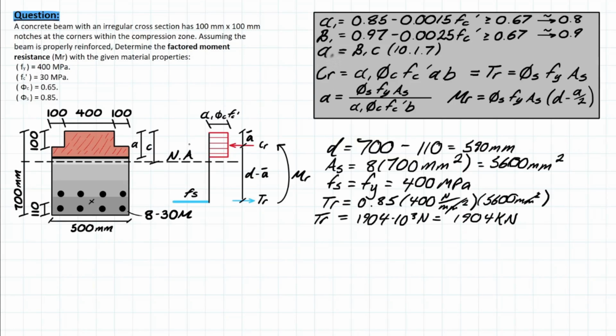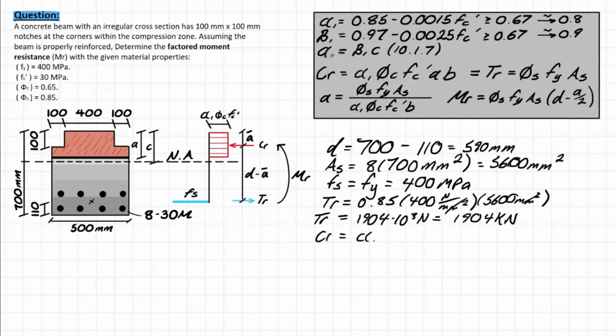Now let's look at Cr, which is an important formula for this problem specifically, because we know that this compressive resistance is representing the resultant force that this compression block is going to be producing over this area. And the only difference in this formula is typically it assumes that you have an a times b value for this block in this formula. But that's not the case anymore because we have an irregular shape.